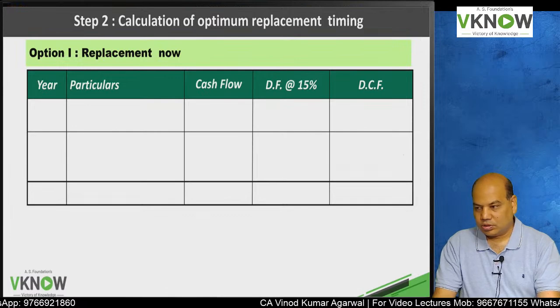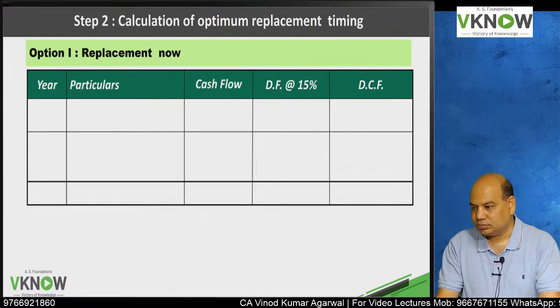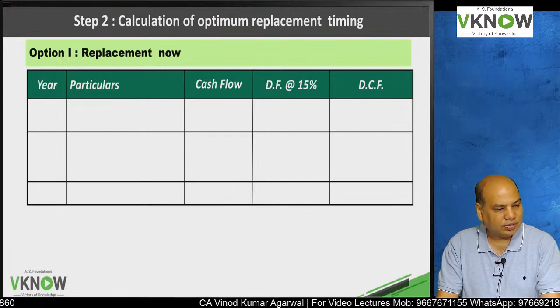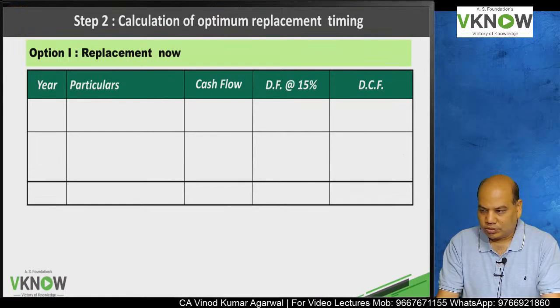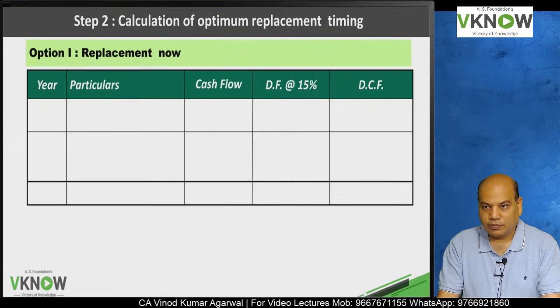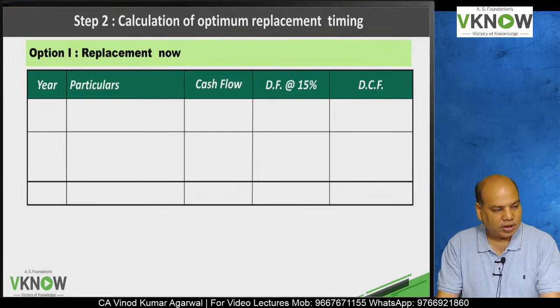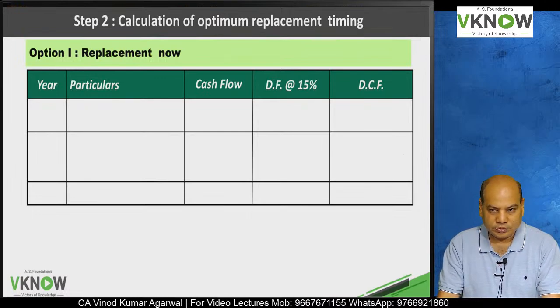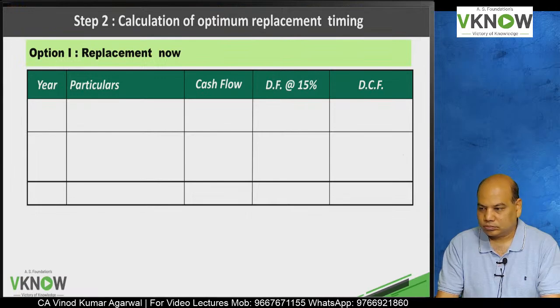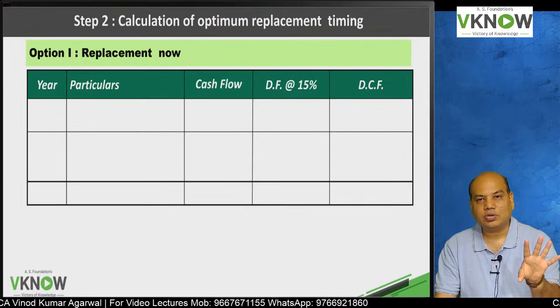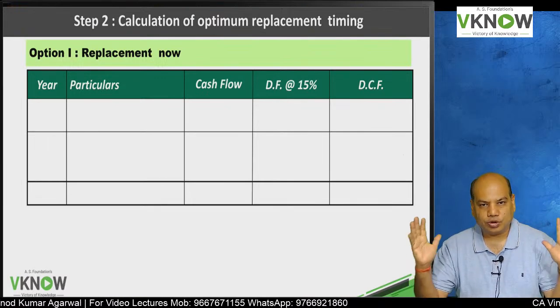Step 2, calculation of optimum replacement timing. Under that, write option 1, replace now. Method 1 means we are going to compare cash flow of 4 years.